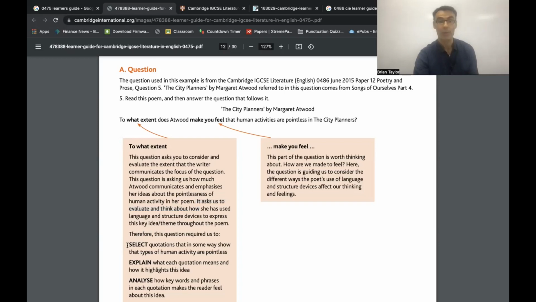And then it breaks it down even further, tells you what to do. Select quotations that in some way show types of human activity are pointless. That's straightforward enough. Explain what each quotation means with reference to the idea, and then pick out keywords or phrases that show how the reader feels about this idea, which then refers to that second part there. So first thing, look at the question, annotate the key words in the question, because that's what you will refer to in your answer.